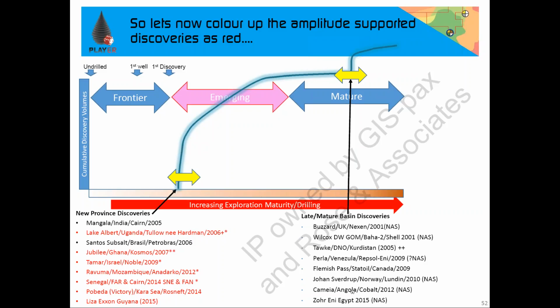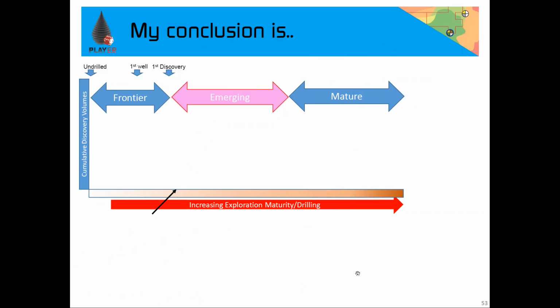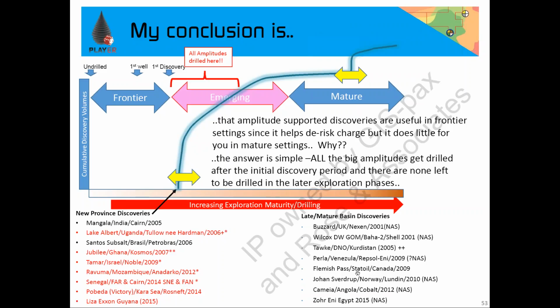But it's interesting that none of the big late mature basin discoveries are amplitude supported. So why is that? Well, the answer is very simple. After you've made a discovery anywhere on the planet, in the following 5 to 10 years, effectively every amplitude that people can find is drilled. So by the time you get into the mature basin, there may be small amplitudes or small things, but the really big things, the game changers, are all gone. So in a general sense, you cannot rely on amplitudes delivering these big discoveries in mature basins.